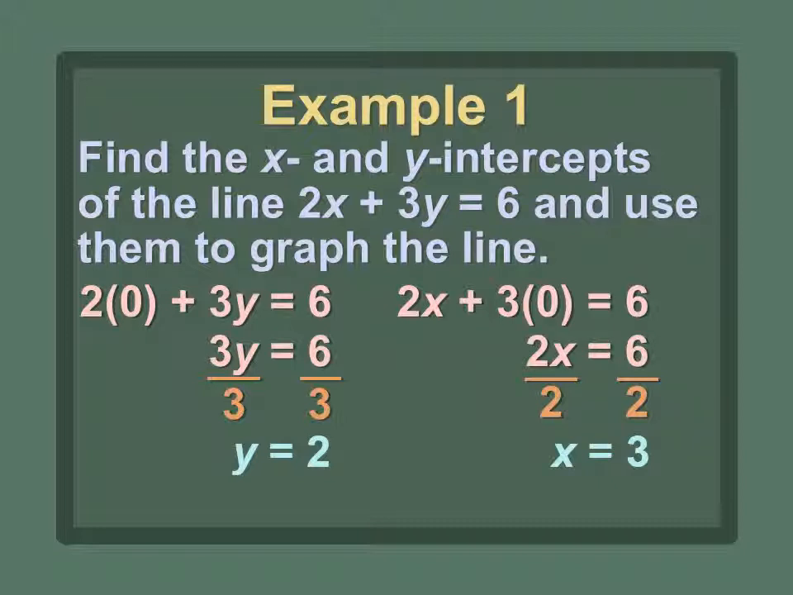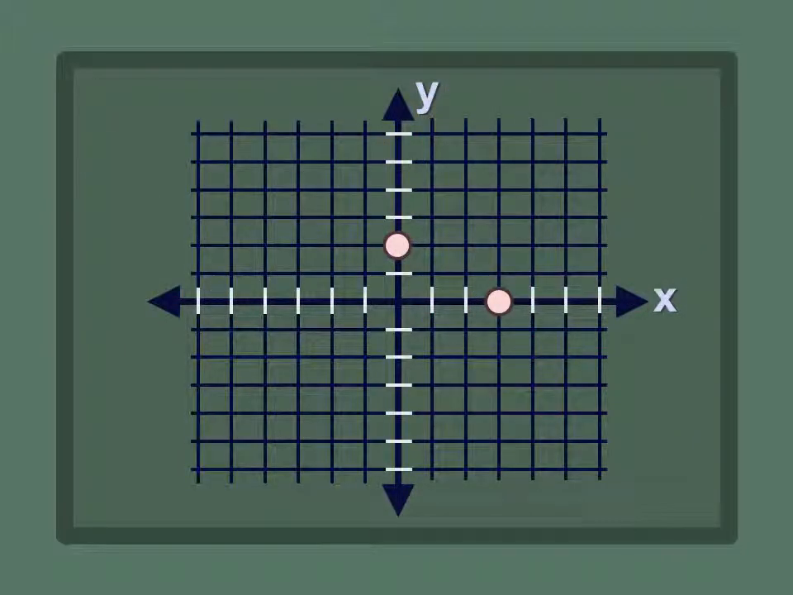So now I've got my two ordered pairs. I have 0, 2 and 3, 0. So I'm going to plot those points. So here is 0, 2, and here's 3, 0. And once I have plotted those two points, I just graph my line going through them, and I have correctly graphed my line.